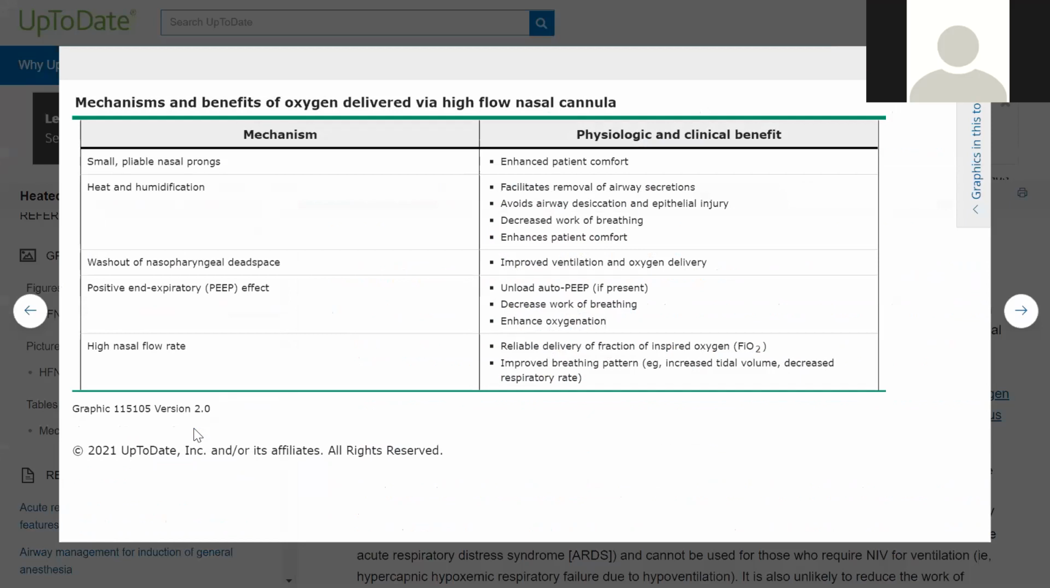Okay, let's see this table. Yeah, there are some physiological and clinical benefits. So as you can see, you have better patient comfort because you are using small nasal prongs. You facilitate removal of secretions, avoid epithelial injury, decrease work of breathing, and enhance patient comfort. You may improve oxygenation. For ventilation, it's not as much as oxygenation. So you decrease auto-PEEP, you decrease work of breathing, and enhance oxygenation, as I said. And it's a reliable delivery of FiO2, and you may improve breathing pattern.